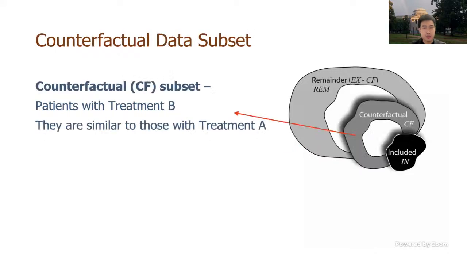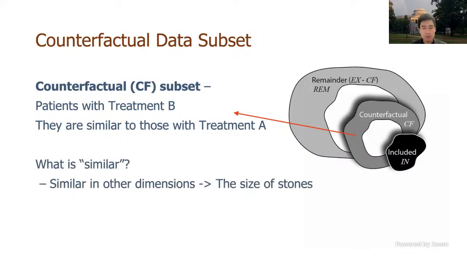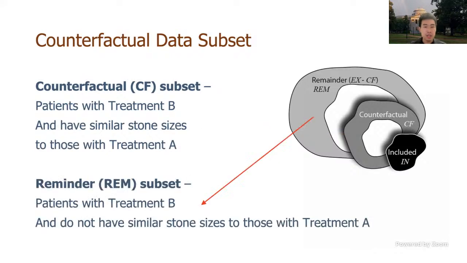But what about counterfactuals? In our definition, the counterfactual data subset is computed from the excluded dataset, selecting those that are similar to the included subset in other dimensions. In this way, we have a counterfactual subset including patients using treatment B, while in all the other dimensions they are similar to the patients with treatment A. The rest, we call remainders, which contains patients with treatment B who are not similar, in this case in stone size, to those with treatment A.